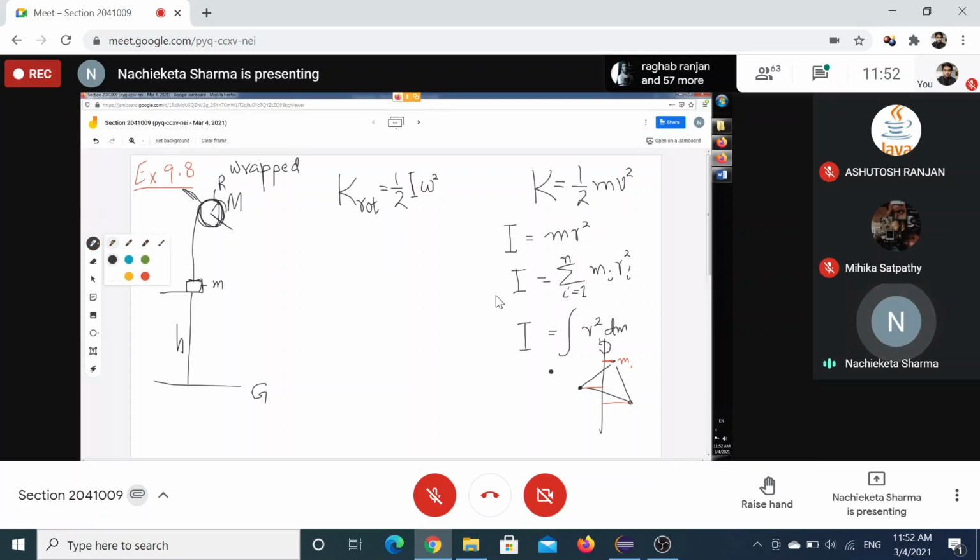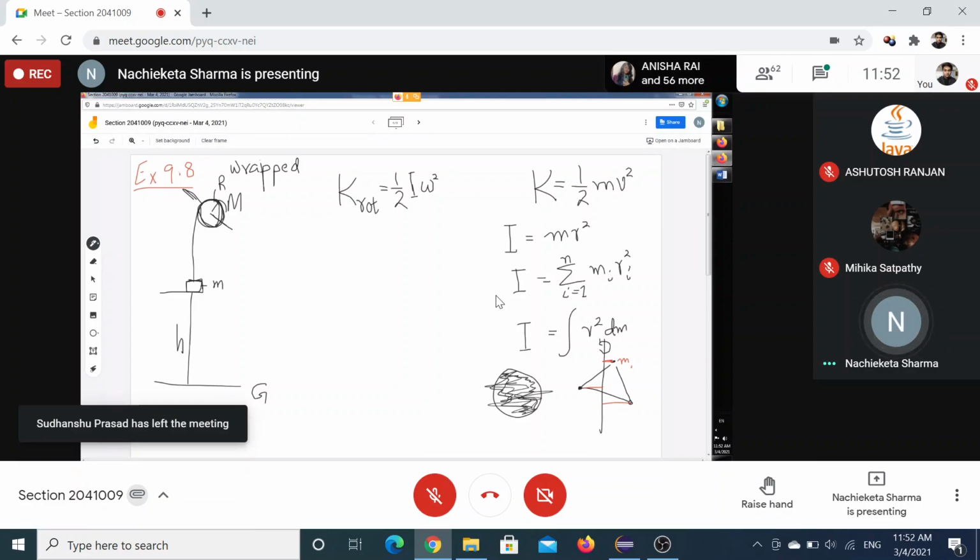But if your mass is not discrete but it is distributed, what does it mean? Normally all mass is distributed. Suppose you are taking a disk. You must have seen a disk. In the disk, the mass is distributed continuously like this. So how can you take the mass points? It is distributed continuously, so there is no discrete distribution of mass.